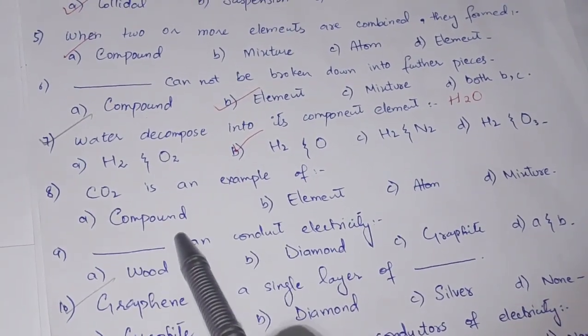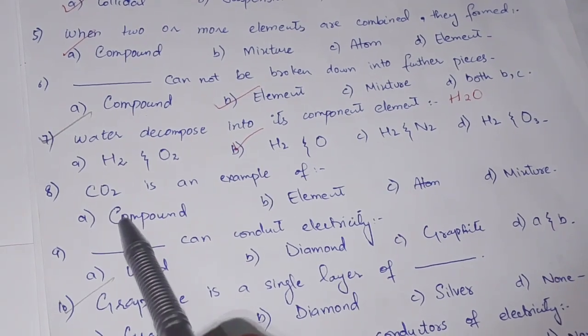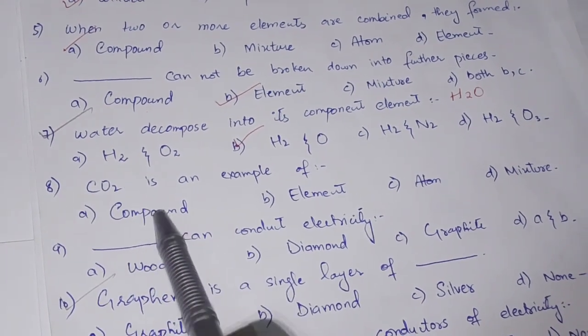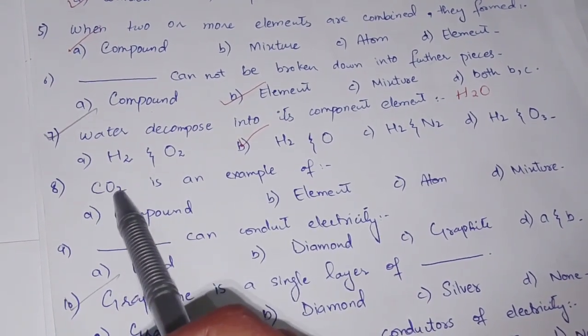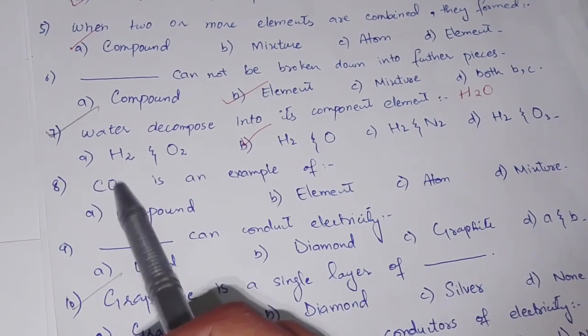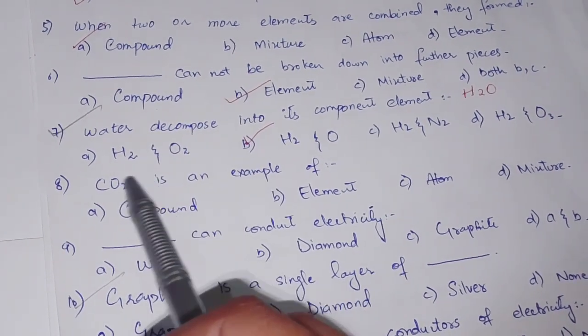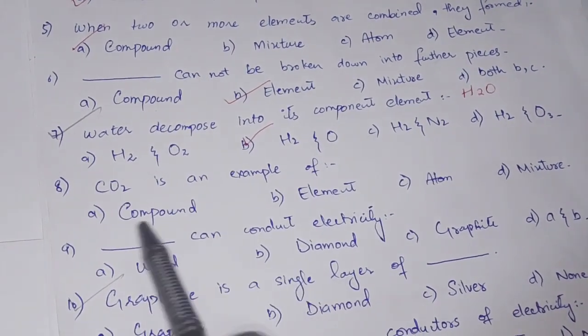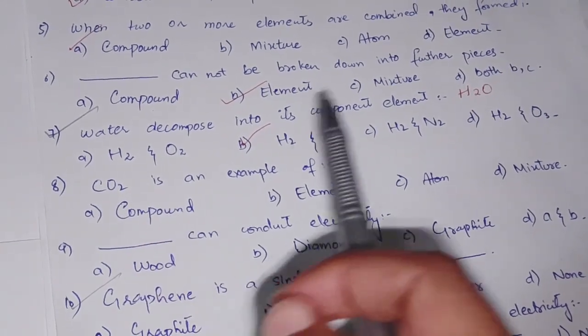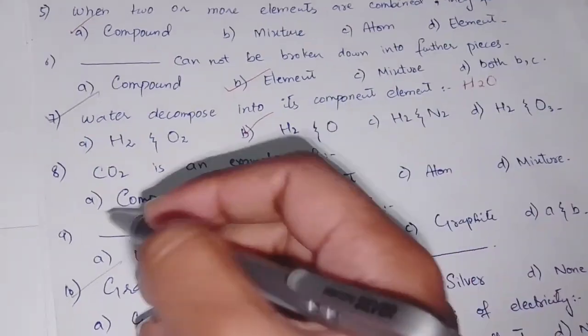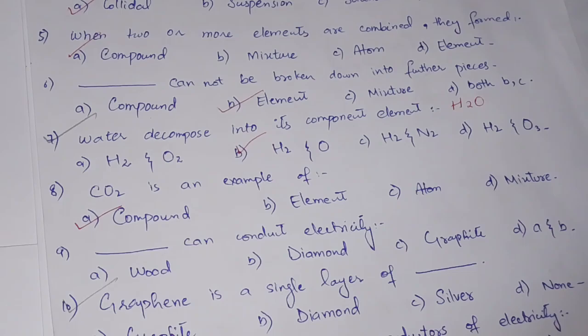Here we have the compound, option number A. Carbon and oxygen are two different elements. When two different elements are combined, they form a compound. So option A is the correct option, which is the compound. So carbon dioxide is an example of a compound.